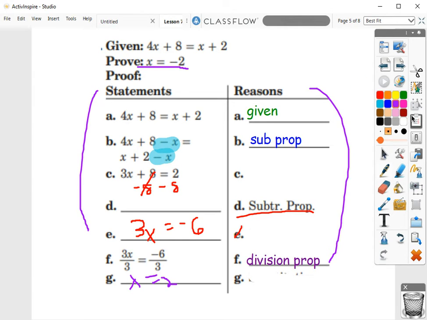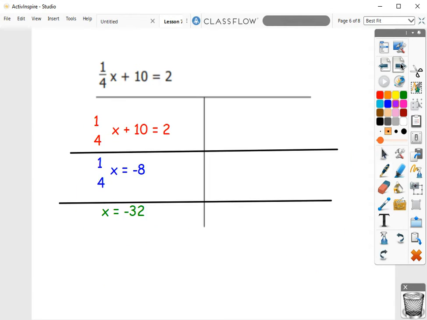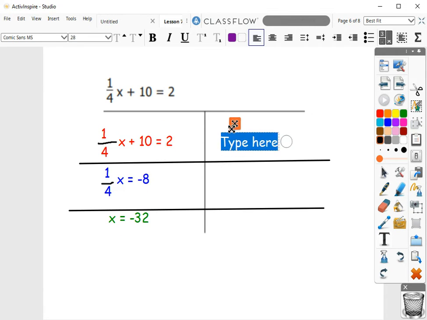So let's go ahead and bounce across to the next slide real quick, where I've got some stuff written out for you. Yes, these are intended to be fractions, where I took the 1/4 x + 10 = 2 that was given to me. Step 1 is always given, because it was the equation that was given to me that I have to solve.